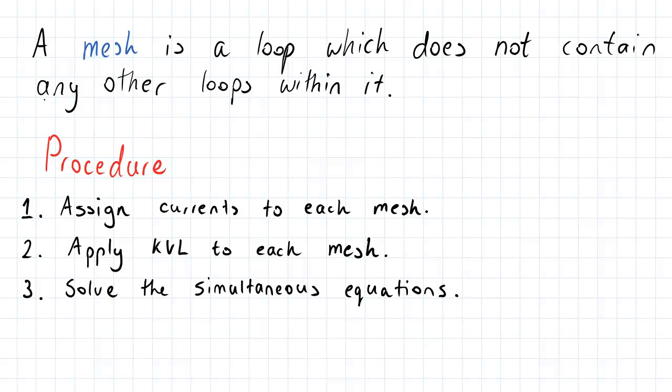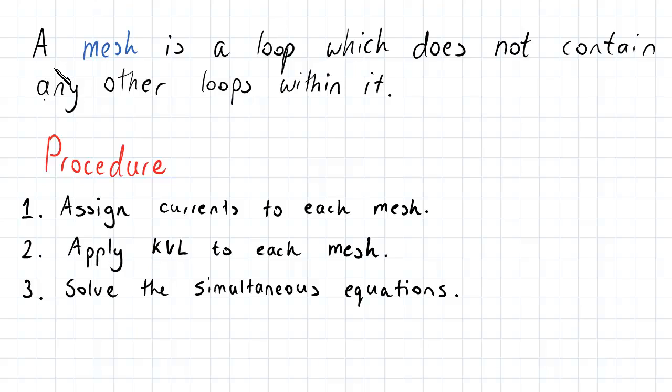A mesh is a loop which does not contain any other loops within it. So recall before when we were looking at loops, many a time we would have loops which themselves could have loops within them as well. A mesh, however, is a loop which does not have a bunch of loops within it as well.